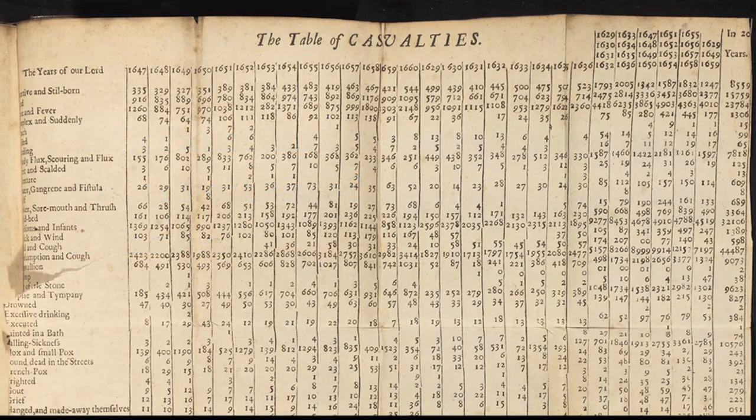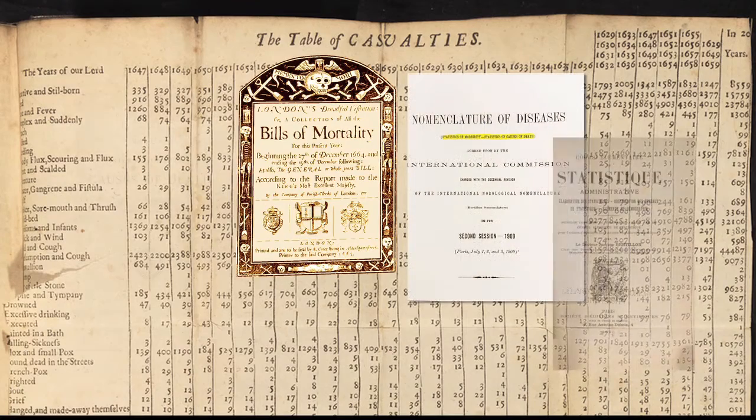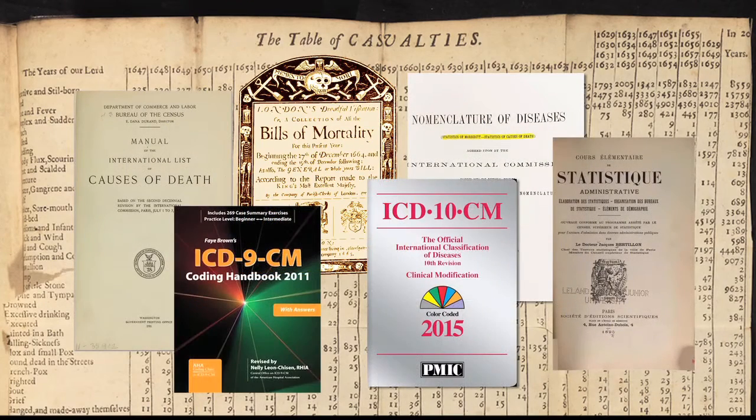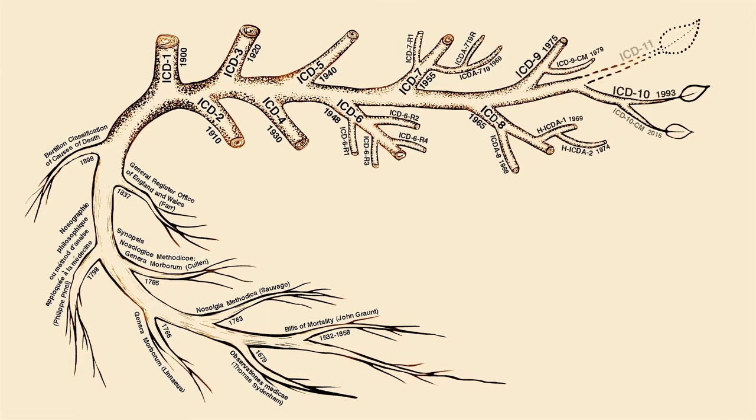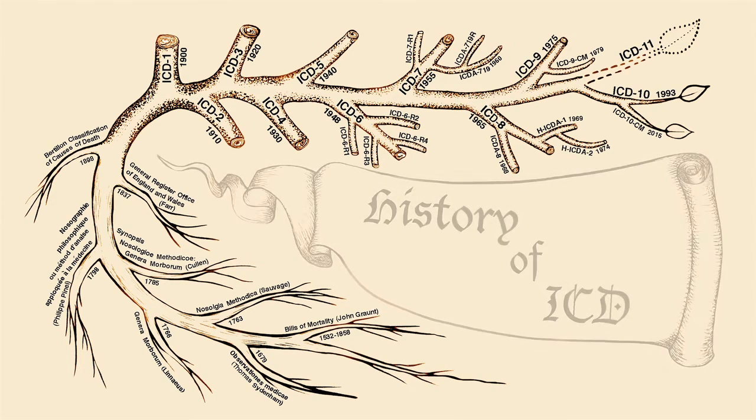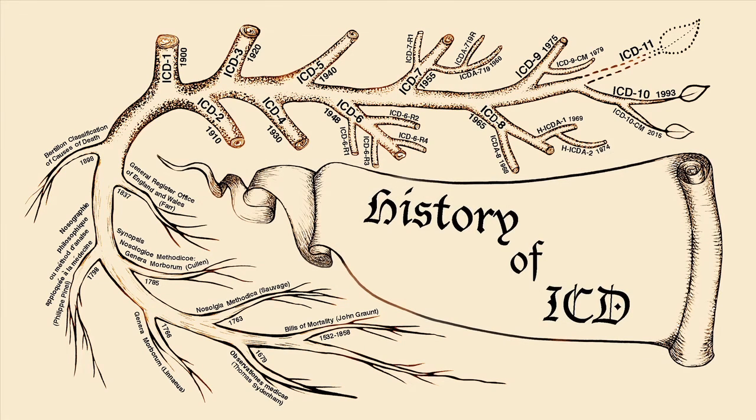The ICD system traces its roots to the Middle Ages. It has been modified to accommodate changes in the understanding of diseases as well as other factors. The purpose of this documentary is to shed some light on how ICD came into being and how it has evolved over the centuries.